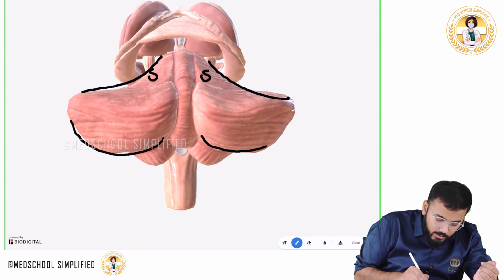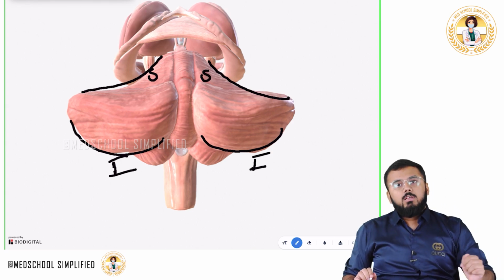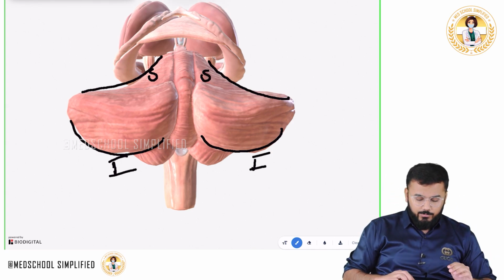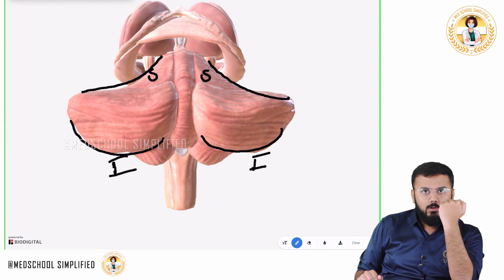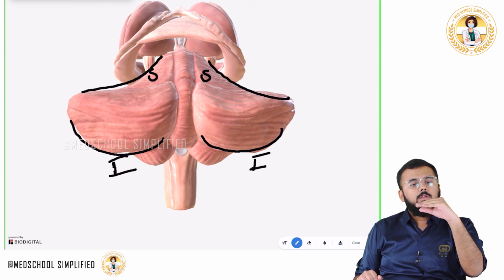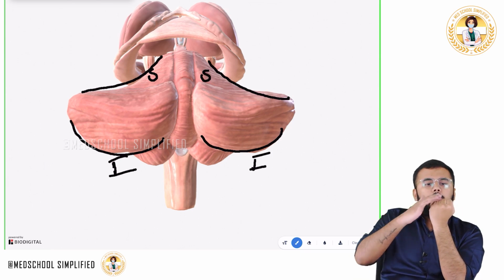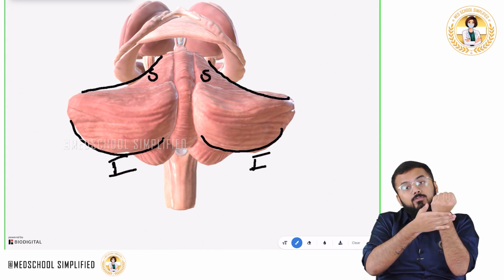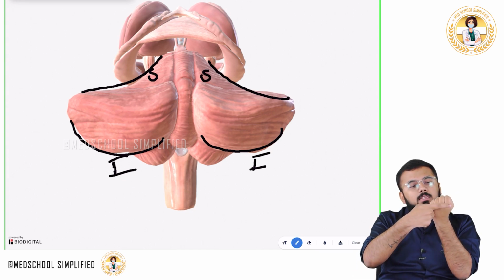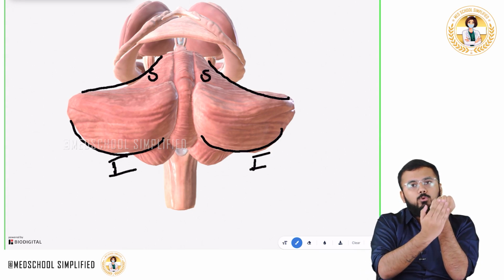And down here, what is this surface? Down here is called inferior. I've shown you already, and this is also called inferior. It means from the posterior view, for example, this is a picture. This is how it is. This is your cerebellum. In this cerebellum, this surface is called the superior surface of the cerebellum. This surface is called the inferior surface of the cerebellum, and this surface is called the posterior surface.